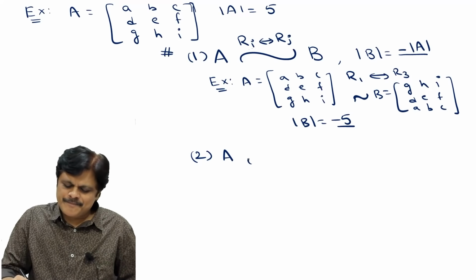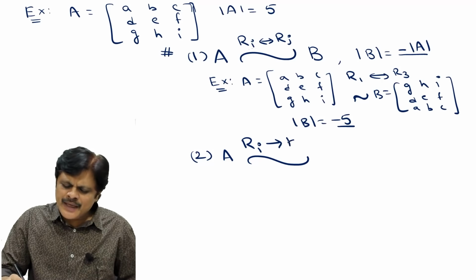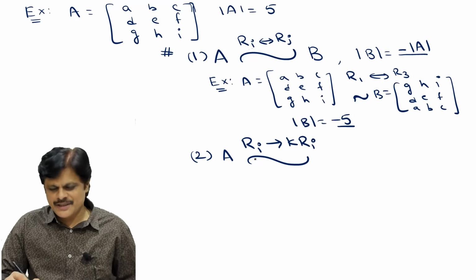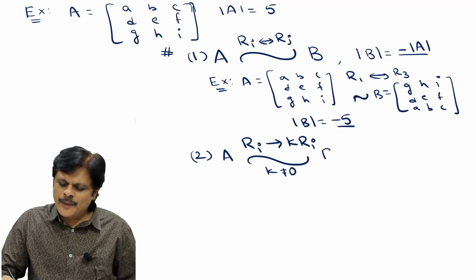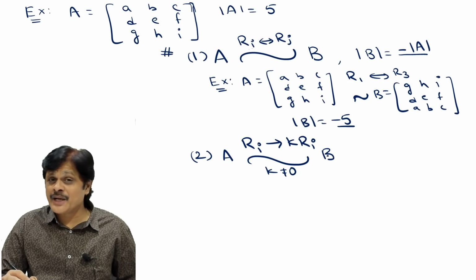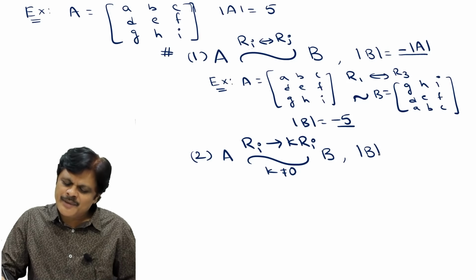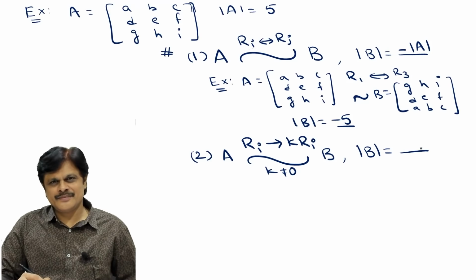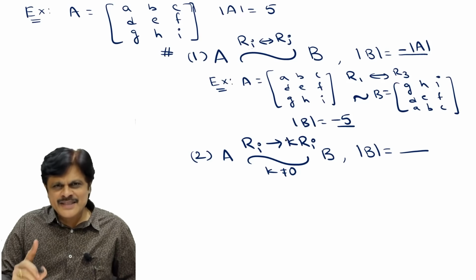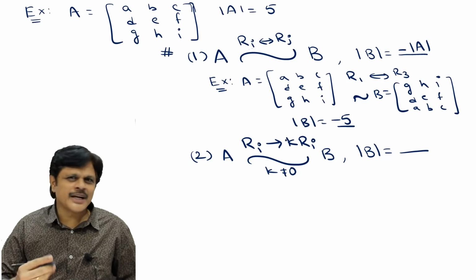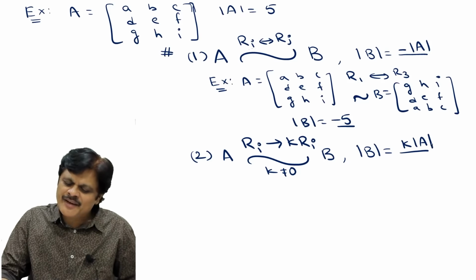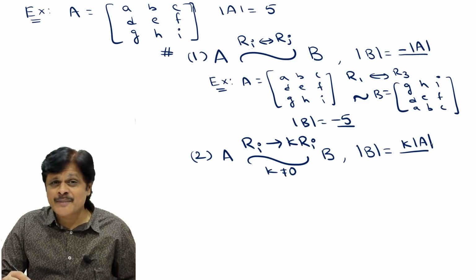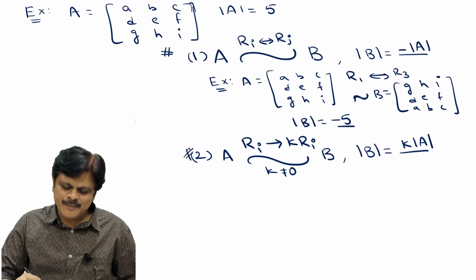Similarly, the second property: you take any row and multiply it with a non-zero constant k. Here k should be non-zero, and you obtain a new matrix B. Then what will be the determinant of this new matrix B? Remember, whenever any single row is multiplied with a non-zero constant, you get a new matrix, and the determinant of that new matrix is k times the determinant of A. Please remember this second property.